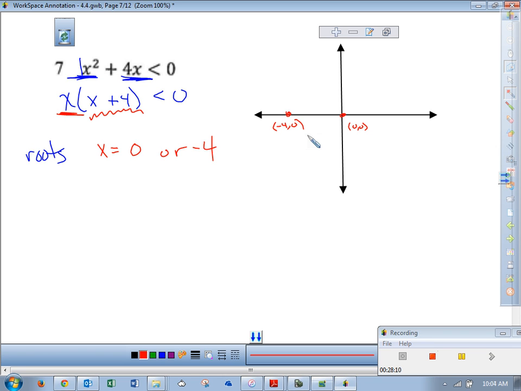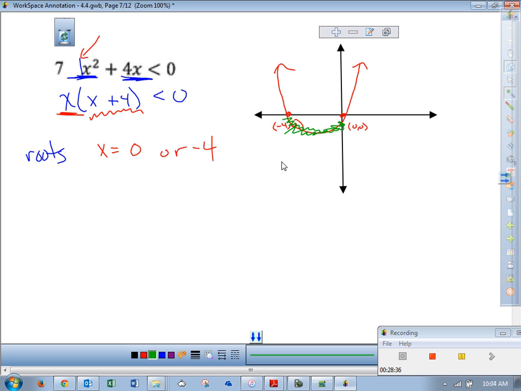Look back to the original problem. It's a parabola. Which way would he open? Up or down? Up. So sketch him open up. Then with your pencil, we're going to put some squiggles of where this satisfies the inequality. They want it less than 0, so wouldn't that be all of this stuff right here? Isn't that where it's less than 0?